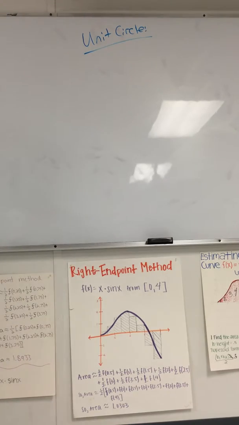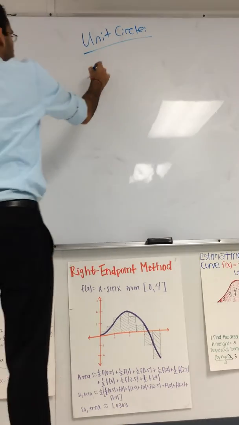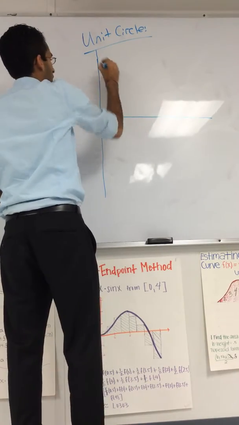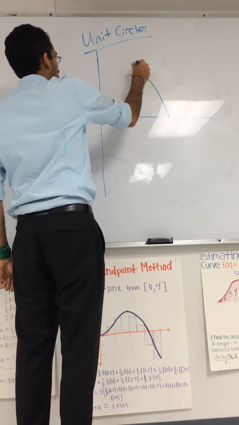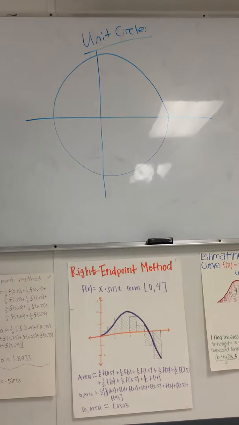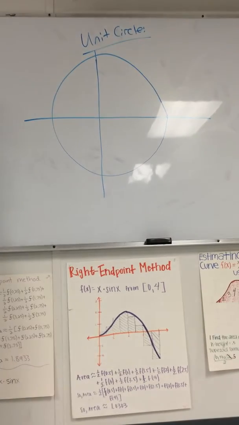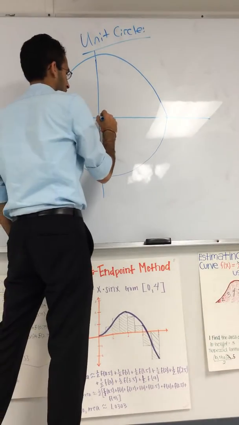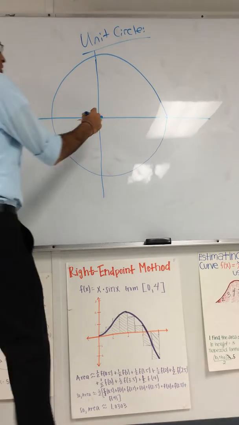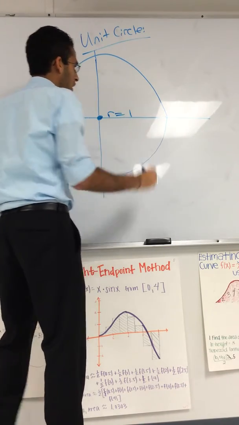So imagine a circle of radius 1. You're going to want to draw it nice and big, not an oval. If you're going to belabor that point, you're going to be in deep trouble. Draw a circle of radius 1, centered at the origin 0, 0. So we have a radius equal to 1.